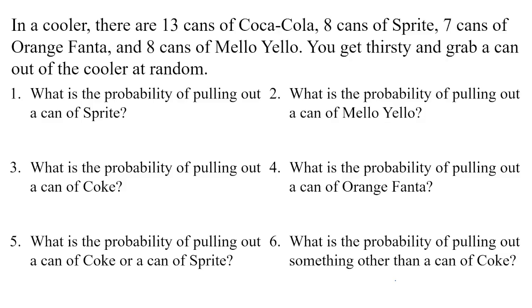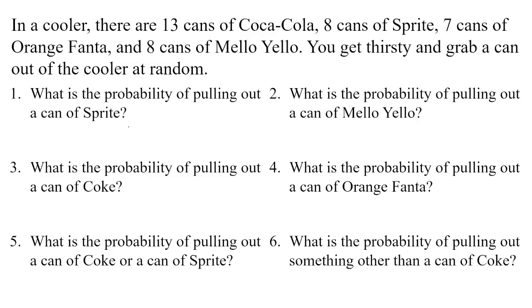Let's say in a cooler, there are 13 cans of Coca-Cola, 8 cans of Sprite, 7 cans of Orange Fanta, and 8 cans of Mellow Yellow. You get thirsty and grab a can out of the cooler at random. So number one, what is the probability of pulling out a can of Sprite?